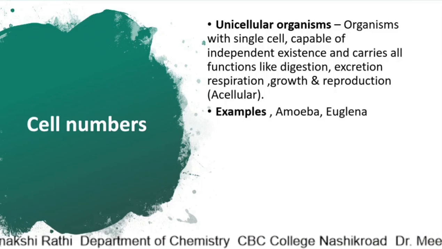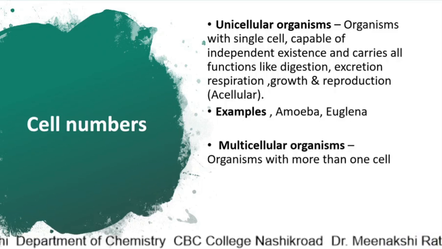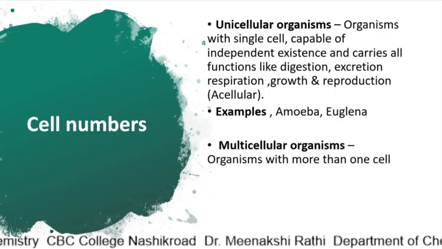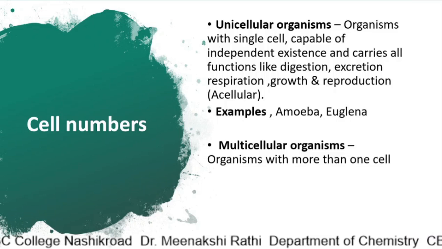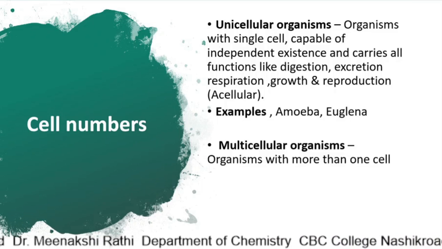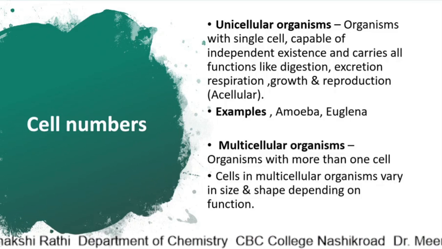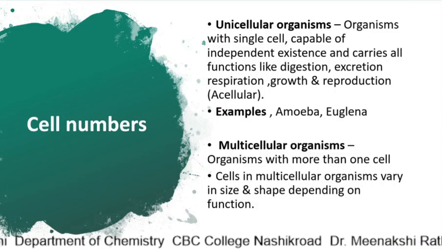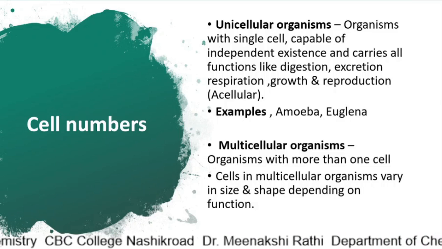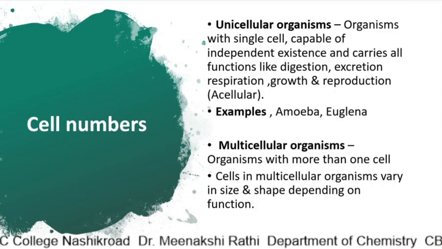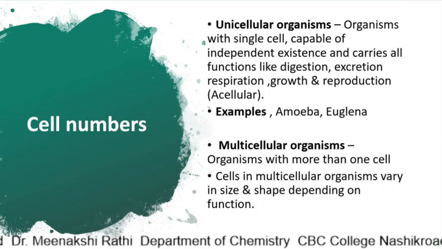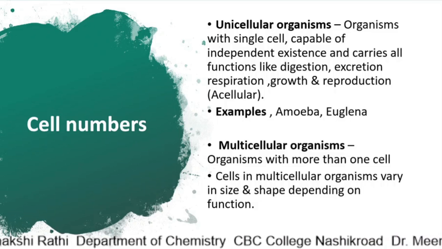Examples of unicellular organisms are amoeba and euglena, while multicellular organisms are those with more than one cell. So, depending on cell numbers, organisms are unicellular or multicellular. Now, cells in multicellular organisms vary in size and shape depending on the function. That means, though the organism contains more than one cell, the cells are not of the same shape and size. Their shape and size depend on their function.